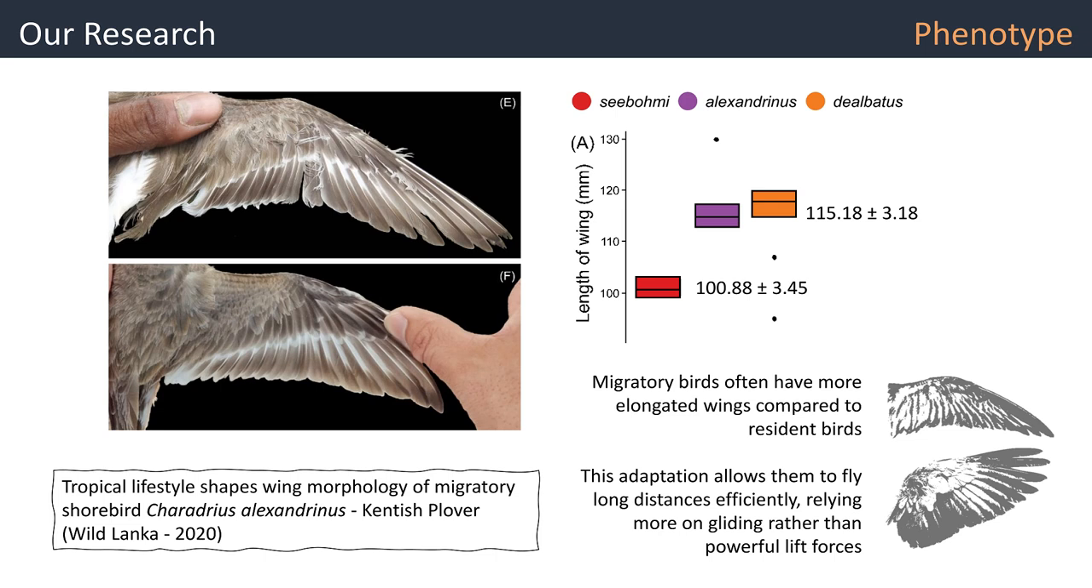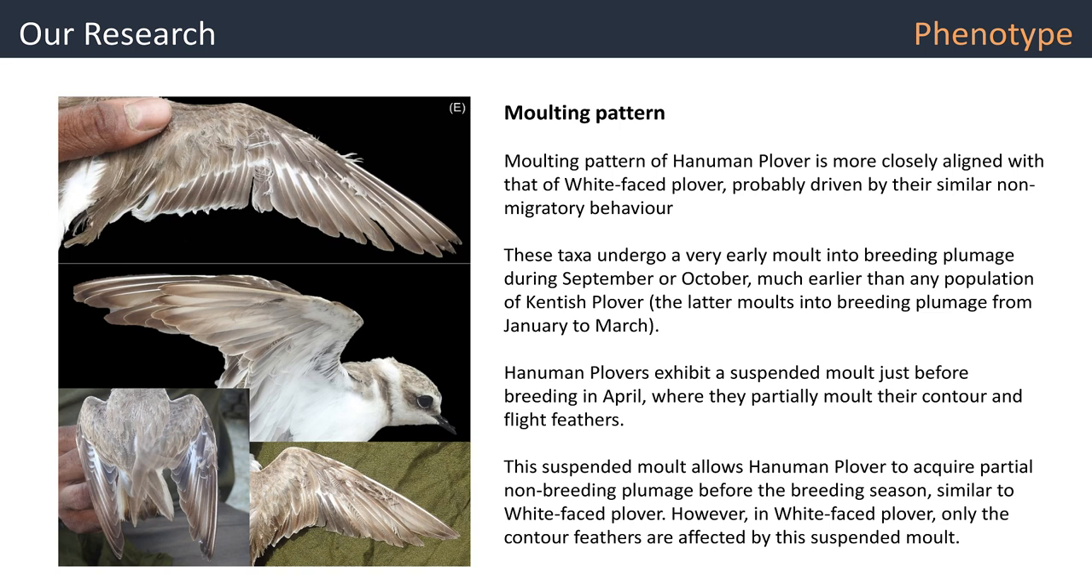Okay, regarding the molting pattern, Hanuman plovers have a more closely aligned molting pattern with the white-faced plover, which inhabits the Chinese regions, probably driven by their similar non-migratory behavior. Also, these taxa have a very early molt into breeding plumage in September to October, compared to other Kentish plovers, which molt into breeding plumage from January to March. So this molting pattern leads the Hanuman plovers to show a suspended, or we say an arrested, molt immediately before the breeding season in April.